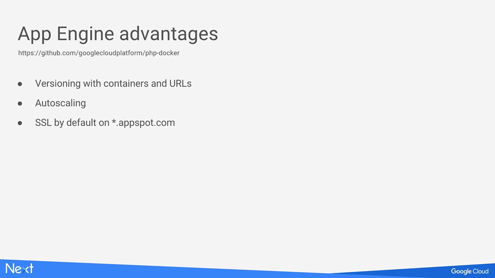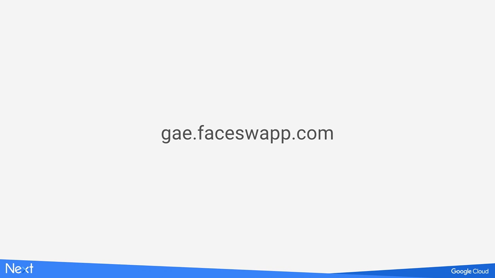So some advantages of App Engine. We have versioning with containers and URLs, which is really nice. So every time you deploy, you get a timestamped version for the image and a URL as well, representing that version that you deployed. We have autoscaling, of course, and you have default SSL on appspot.com, which is nice.